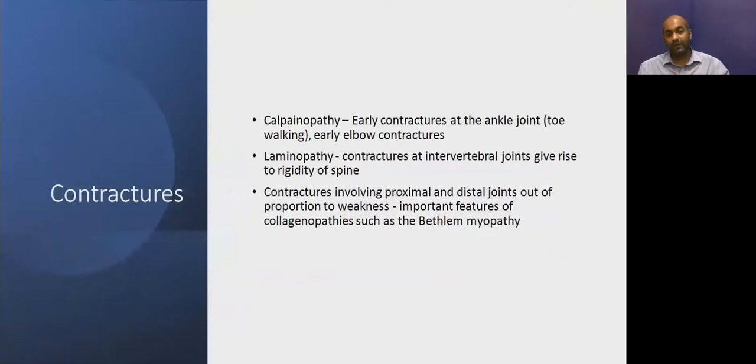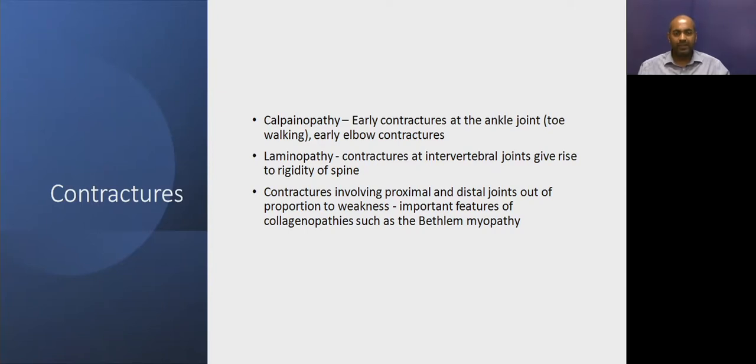Also, we have to look at contracture. Muscle disorders, because of the differential weakness in the muscle groups, tend to develop contractures. Most muscle disorders tend to develop contractures late. However, there are some conditions where you can get early contractures. Early contractures at the elbow and ankles can be seen in calpainopathies.